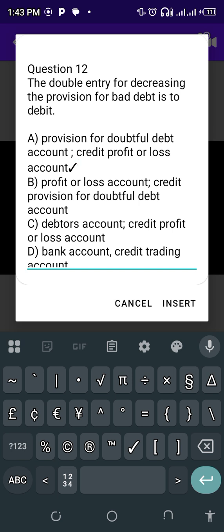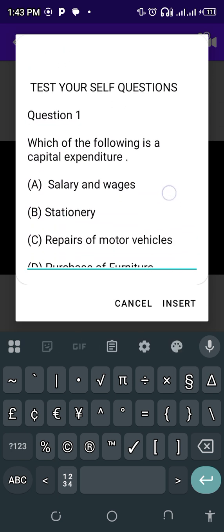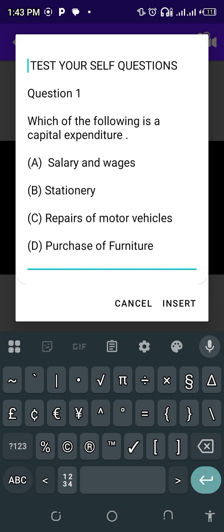Now, test yourself with these questions. There is need for you to test yourself to know whether you are flowing with us. Question 1. Which of the following is a capital expenditure? A, salary and wages. B, stationery. C, repair of motor vehicle. D, purchases of furniture.